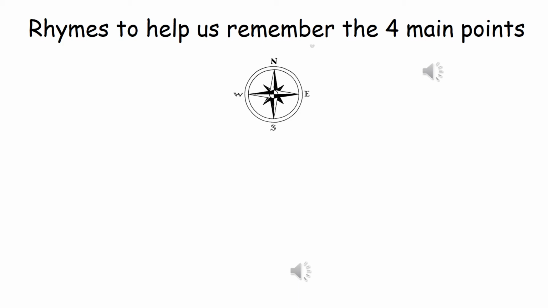So when a compass is drawn on a map, the N for north is always up the top, and S for south is always at the bottom, and E for east on the right, and the W for west is on the left. We can also use little rhymes to help us to remember how to write the directions on the compass as we go round the circle. And a couple of those are going to pop up on your screen now.